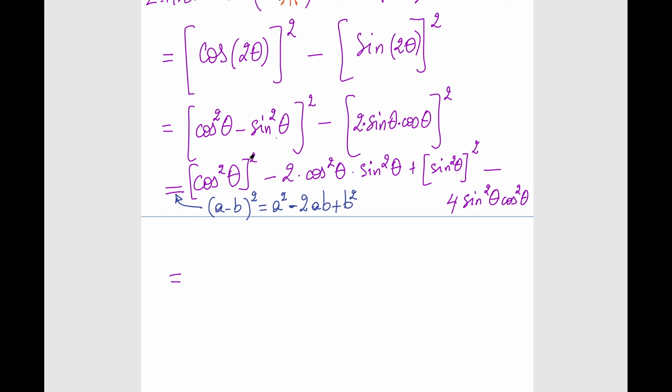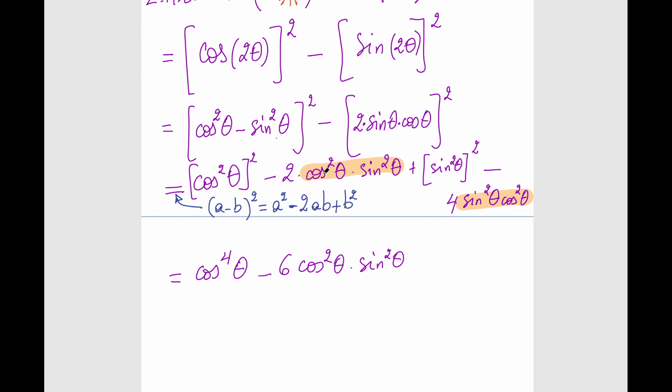What's the square of the square? It's that thing, the base to power 4, right? 2 times 2 is 4. So you get cosine to power 4 theta minus, look at this, minus 2 of this guy. And here I have minus 4 of the same guy, right? This is the same guy. So what's minus 2 minus 4? Isn't it minus 6? So minus 6 of that guy, which is cosine theta times sine squared theta.